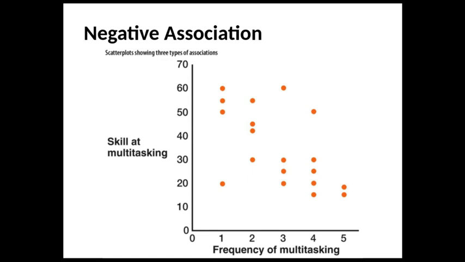In this case, what you're seeing is as one variable goes up, the number of multitasking things that you do, this is frequency of multitasking, so doing one thing at a time, 2 things at a time, 3, 4, 5 things at a time, this is your skill at overall multitasking.